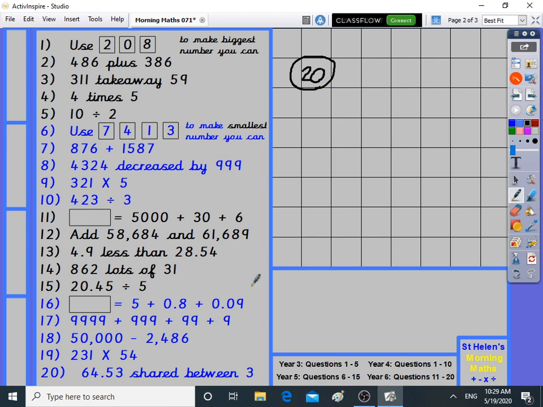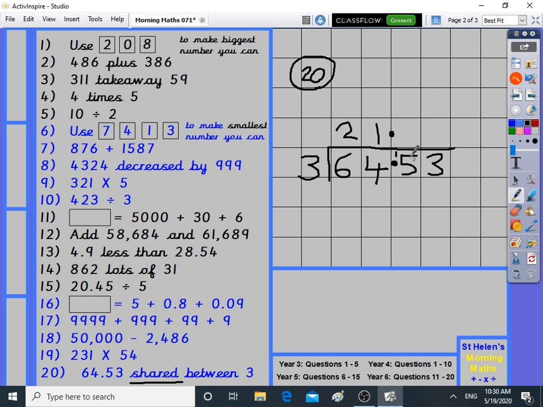Number 20, shared means divide, of course. 64.53. We'll be using our friend the bus stop to do that. The bus stop, to be honest, is my favourite one out of all of plus, minus, times, divide, because you can get so fast at it and it can do so many great little things in maths. It's very helpful. How many 3s in 6? 3, 6 is 2. How many 3s in 4? 3 is just 1, carried a 1.